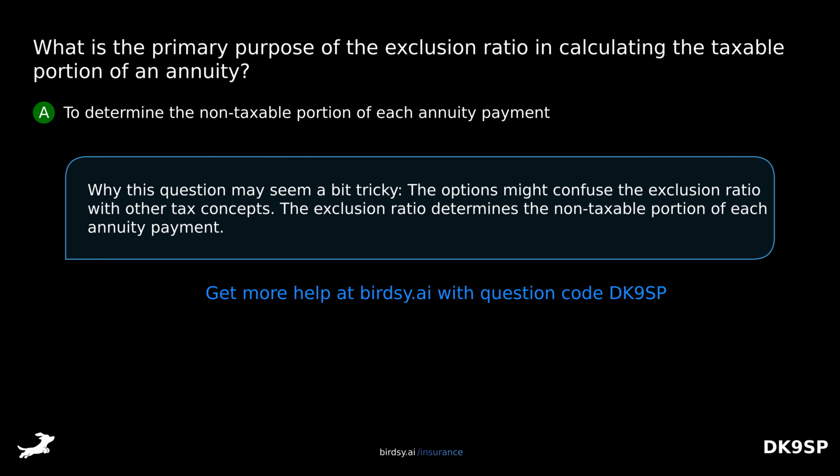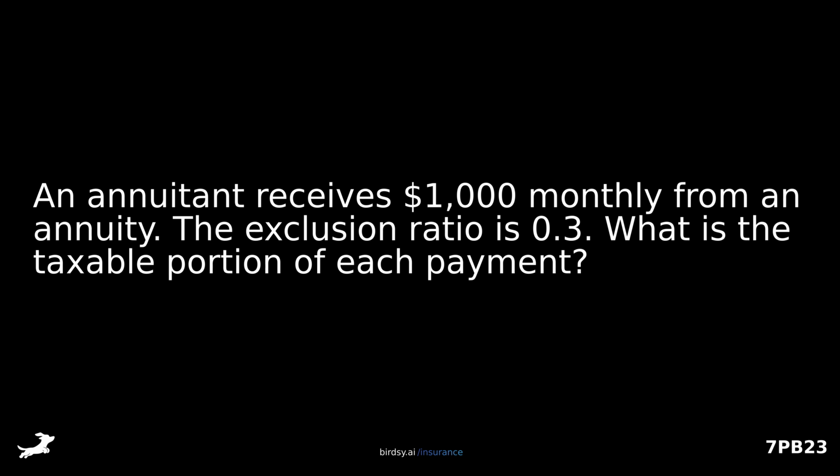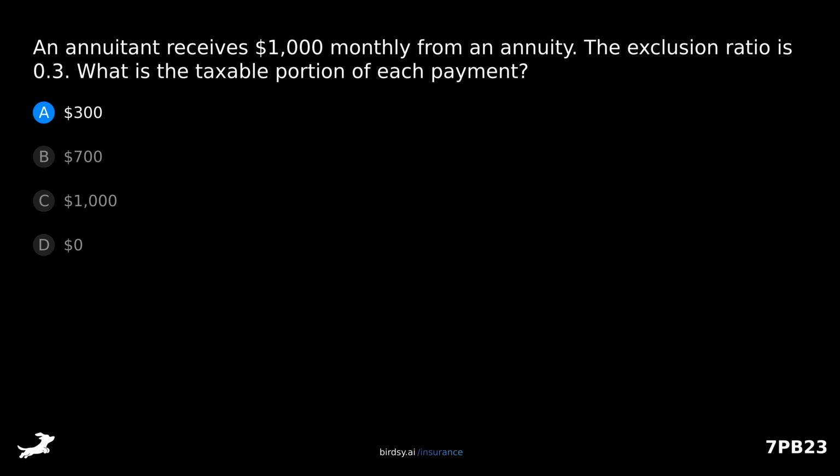Why this question may seem a bit tricky. The options might confuse the exclusion ratio with other tax concepts. The exclusion ratio determines the non-taxable portion of each annuity payment. An annuitant receives $1,000 monthly from an annuity. The exclusion ratio is 0.3. What is the taxable portion of each payment? Is it A, $300, B, $700, C, $1,000, or D, $0? The answer is B, $700.